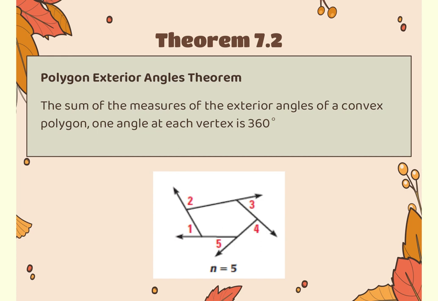All right, theorem 7.2 is the exterior angles theorem. So if I wanted to find the sum of the exterior angles of any convex polygon, one angle at each vertex, it's 360 degrees. So no formula here. No matter how many sides there are, if I added up all those exterior angles, it would add up to 360 degrees.